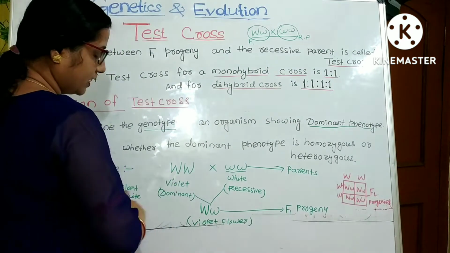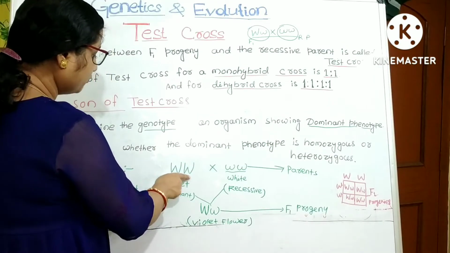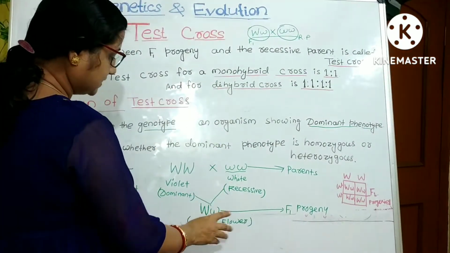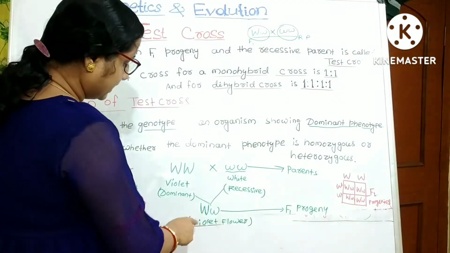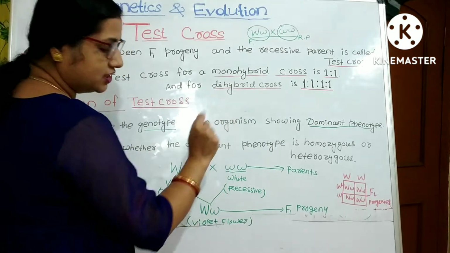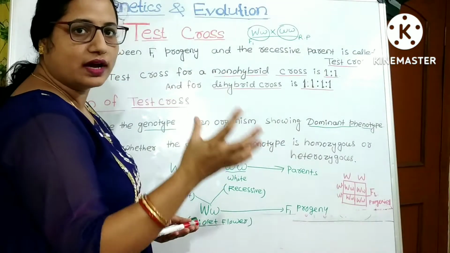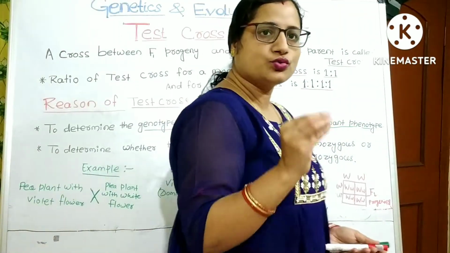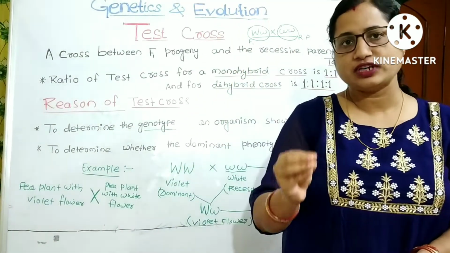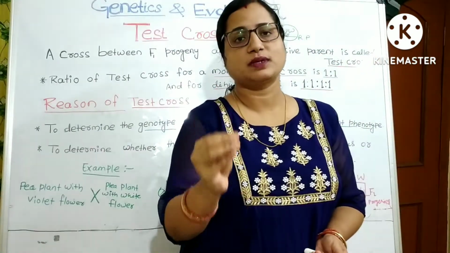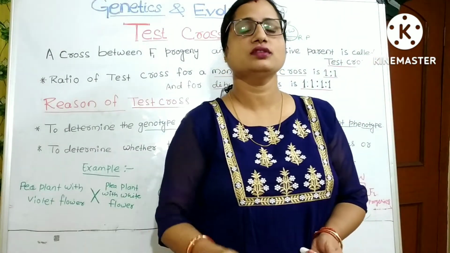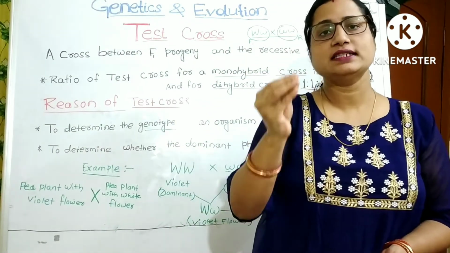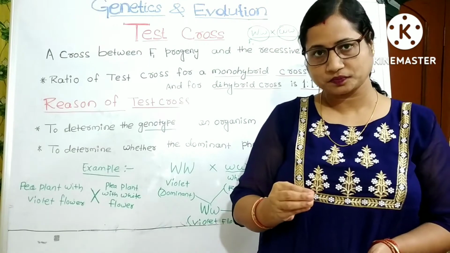The homozygous condition contains two similar alleles, capital W and capital W. The heterozygous form contains two different alleles, one capital W and another small w, but both show the character violet. So, to determine whether the genotype is present in a homozygous or heterozygous condition, Mendel devised test cross.